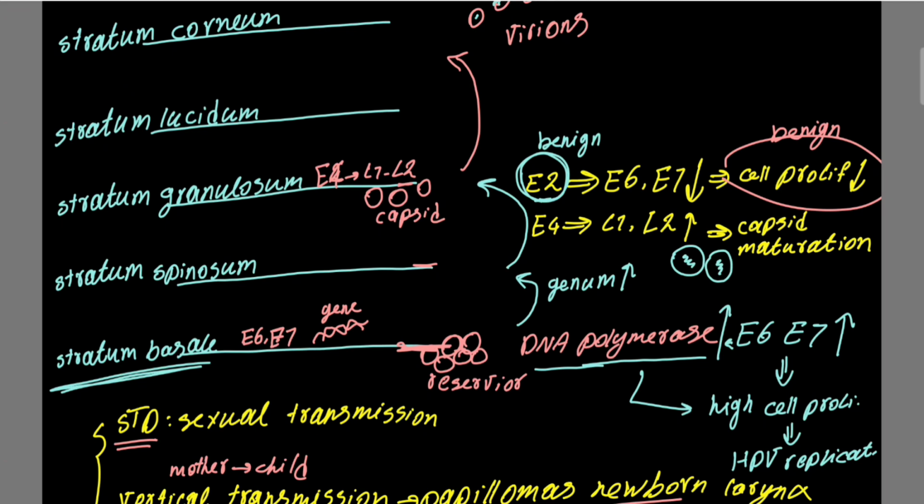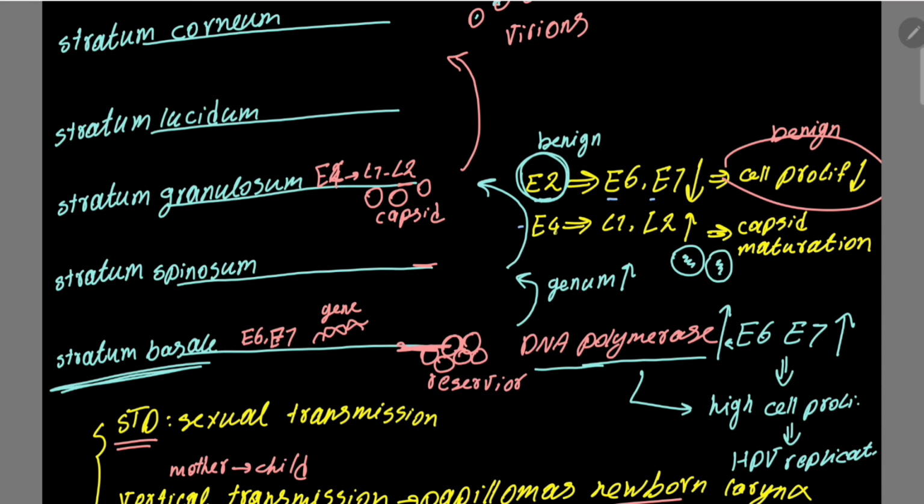which is the granular layer. In the granular layer, we will have another phase by E2 and E4. E2's job was to downregulate E6 and E7. So the E6 and E7, which were so effective in the supra-basal layer and the basal level, are going to be downregulated, so the cell proliferation is going to be less.